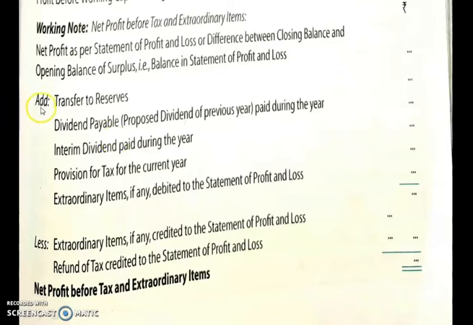Then to that closing and opening balance difference, there are some items which you have to add. The first item is transfer to reserve. Second item is dividend payable. Third item is interim dividend paid during the year. Fourth item is provision for tax for the current year. And the last item, the fifth item, is extraordinary items, if any, debited to statement of profit and loss.